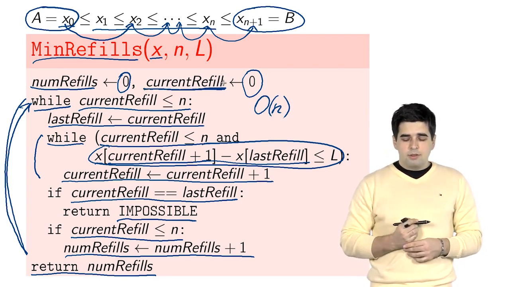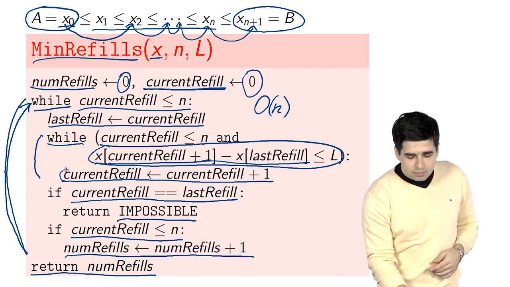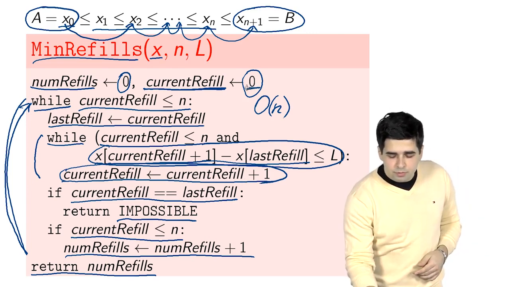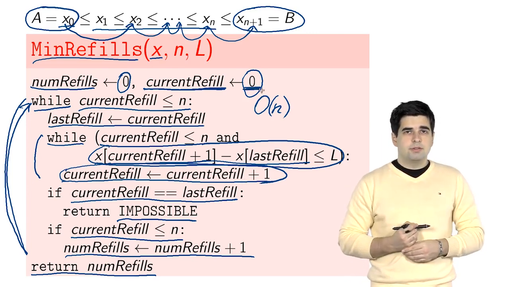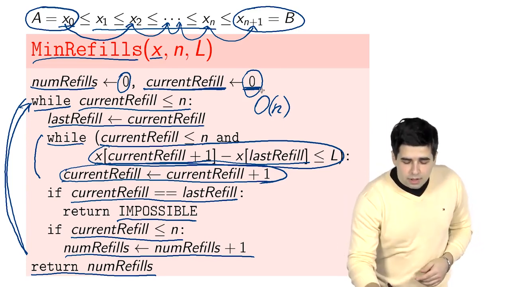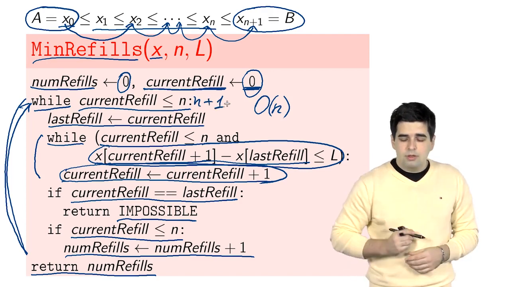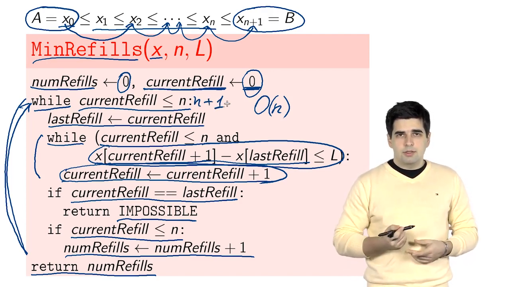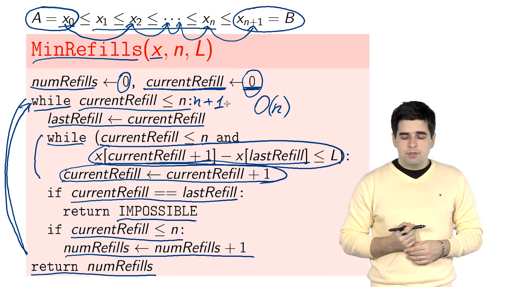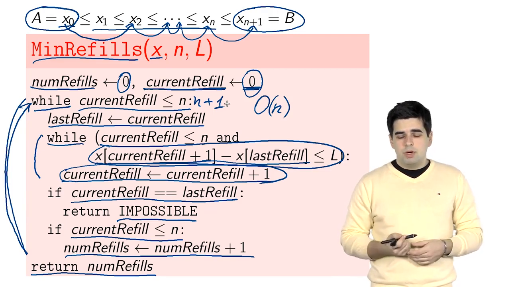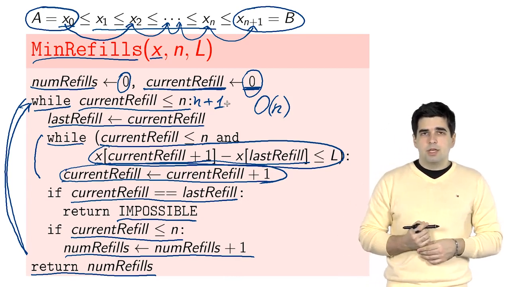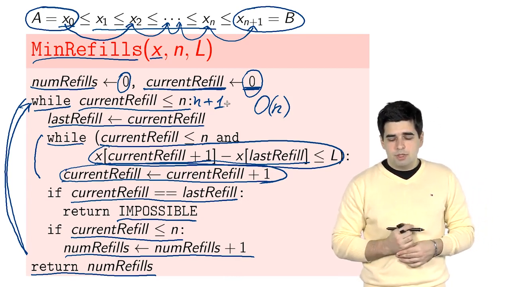We see that it only changes one by one here, and it starts from 0. And what is the largest value that it can attain? Well, of course, the largest value is n+1, because this is the largest index in the array X, and current refill is index in the array X. So variable current refill starts from 0, changes one by one, and the largest value it can have is n+1. It means that it is increased at most n+1 times, which is big O of n.